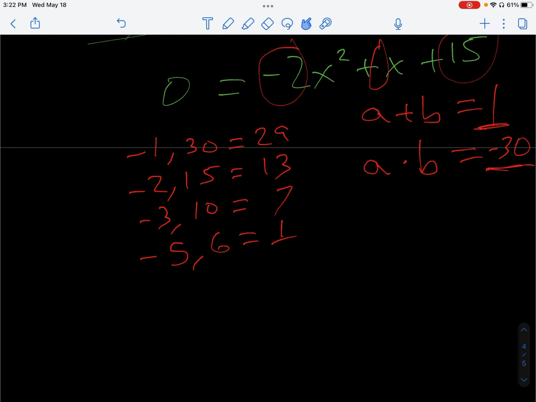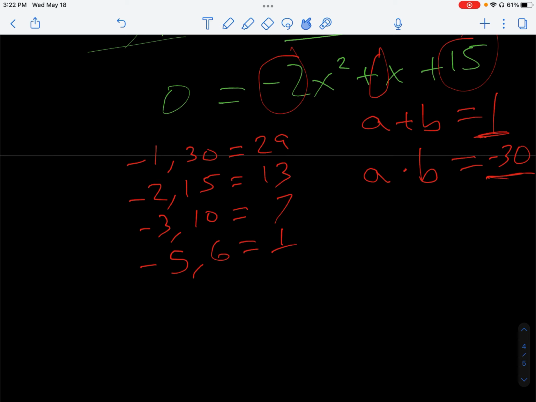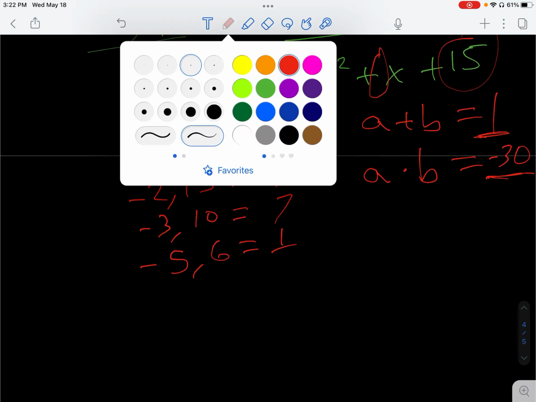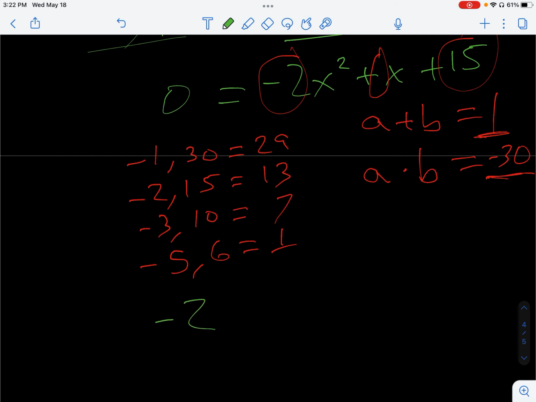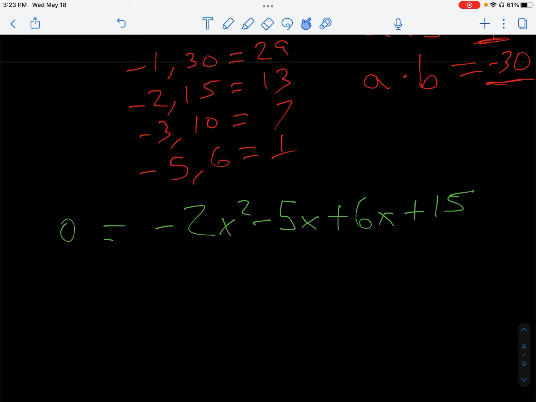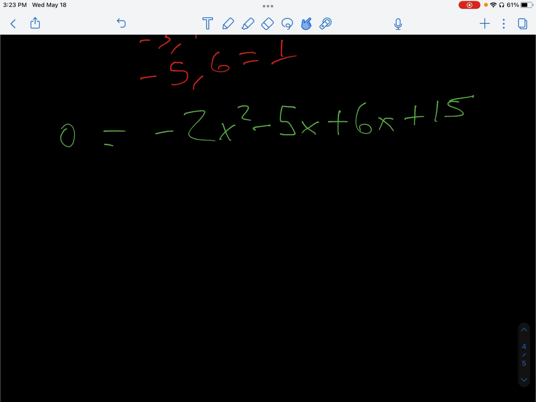So let's plug in 5 and 6 here in x. So we're going to have negative 2x squared minus 5x plus 6x plus 15. So if I were to combine my like terms, minus 5x and 6x, I would have plus x. So we still have the same formula. And this equals 0. But we're not done yet because we still have to solve for x.